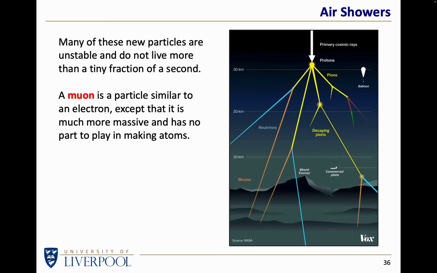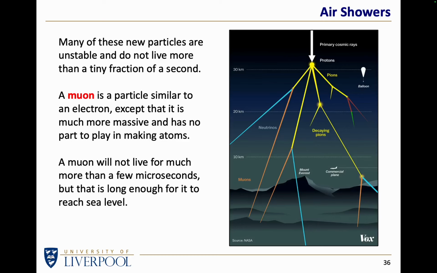They're not part of atoms. They are made in cosmic rays and can be made in other ways, but they're not part of you and me. They only last for a fraction of a second. A muon is like a sort of distant cousin of the electron. It's similar to an electron in many of its characteristics, except it's much heavier. It's 200 times the mass. And a muon will not live for much more than a couple of microseconds or so.